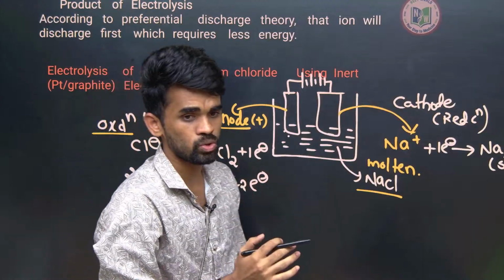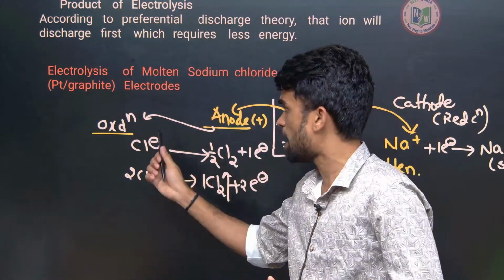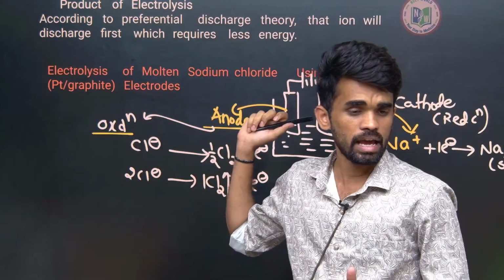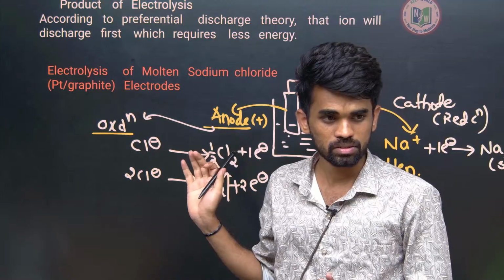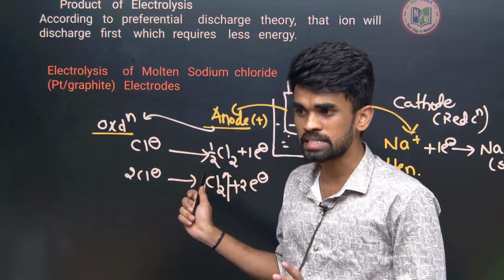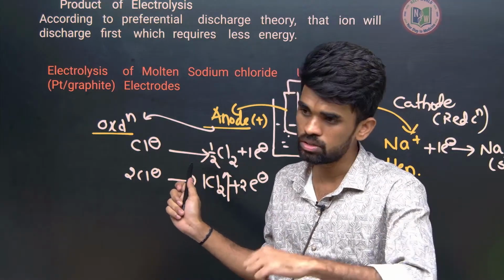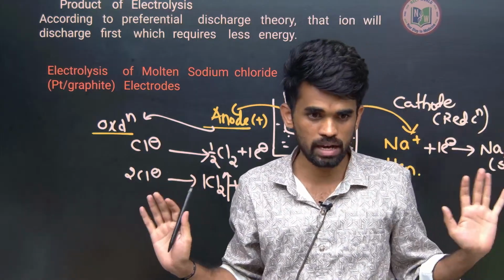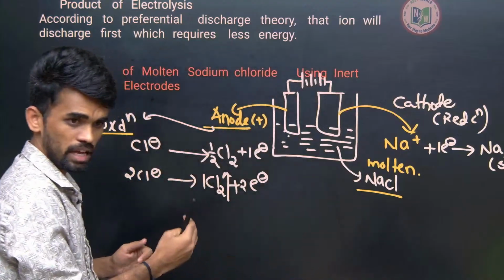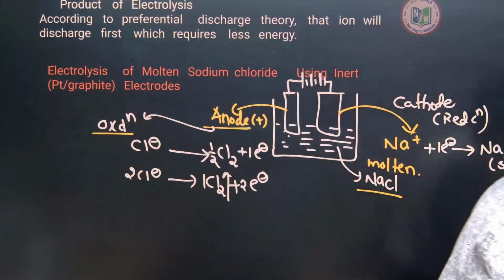So they will ask you, what are the products formed at the anode and cathode in electrolysis of molten NaCl? So what are the products? Chlorine gas at the anode, sodium metal deposited at the cathode. Like that you need to give the answer for every reaction.